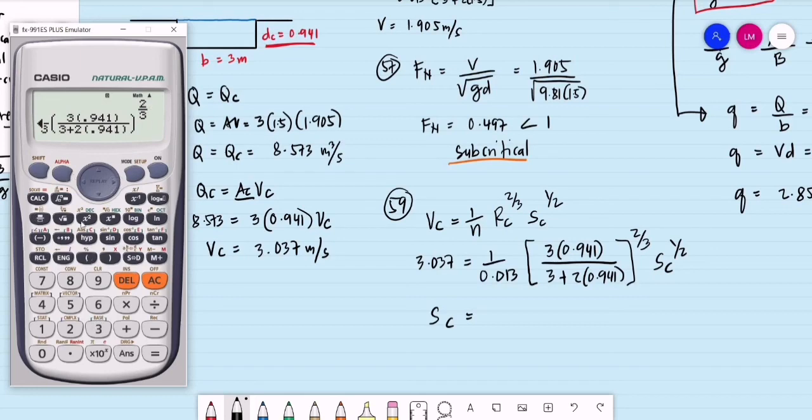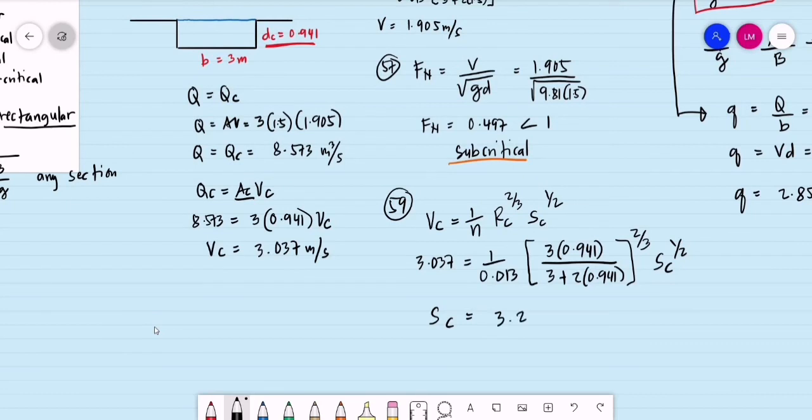And then, alpha x na lang ito for the unknown. Alpha x ay raised to 1/2 or 0.5. So, shift solve. 3.23 times 10 raised to negative 3.